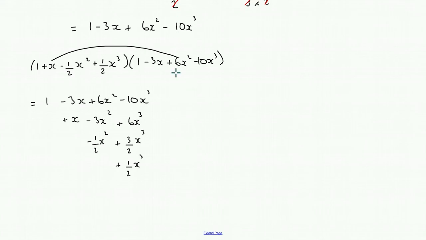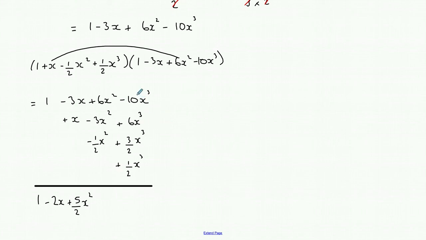Notice how I've written this. I've lined all the terms up so that the x to the power of 0 terms are there, x terms, x squared, x cubed. And then I can do some column addition to add these together. Minus 3 add 1 is minus 2. The next term is going to be 6 minus 3, so that's 3 minus a half, that's minus 2.5. No, it's not, it's positive 2.5, or positive 5 over 2 x squared.